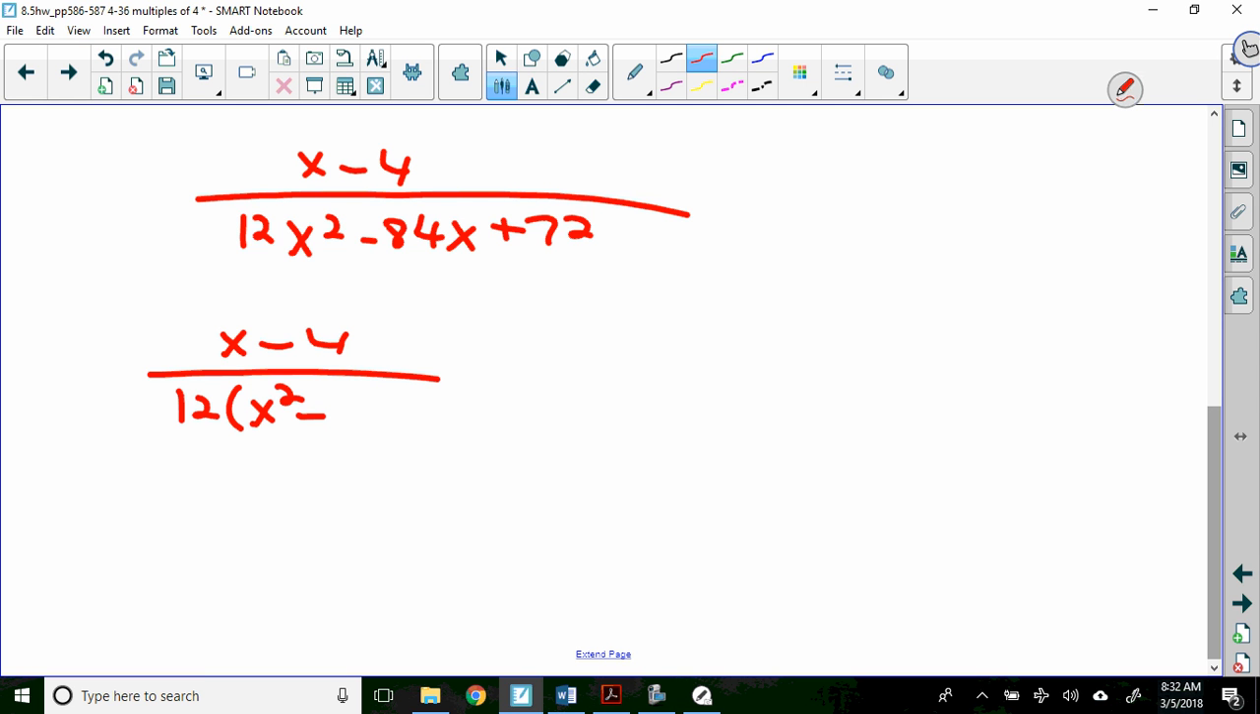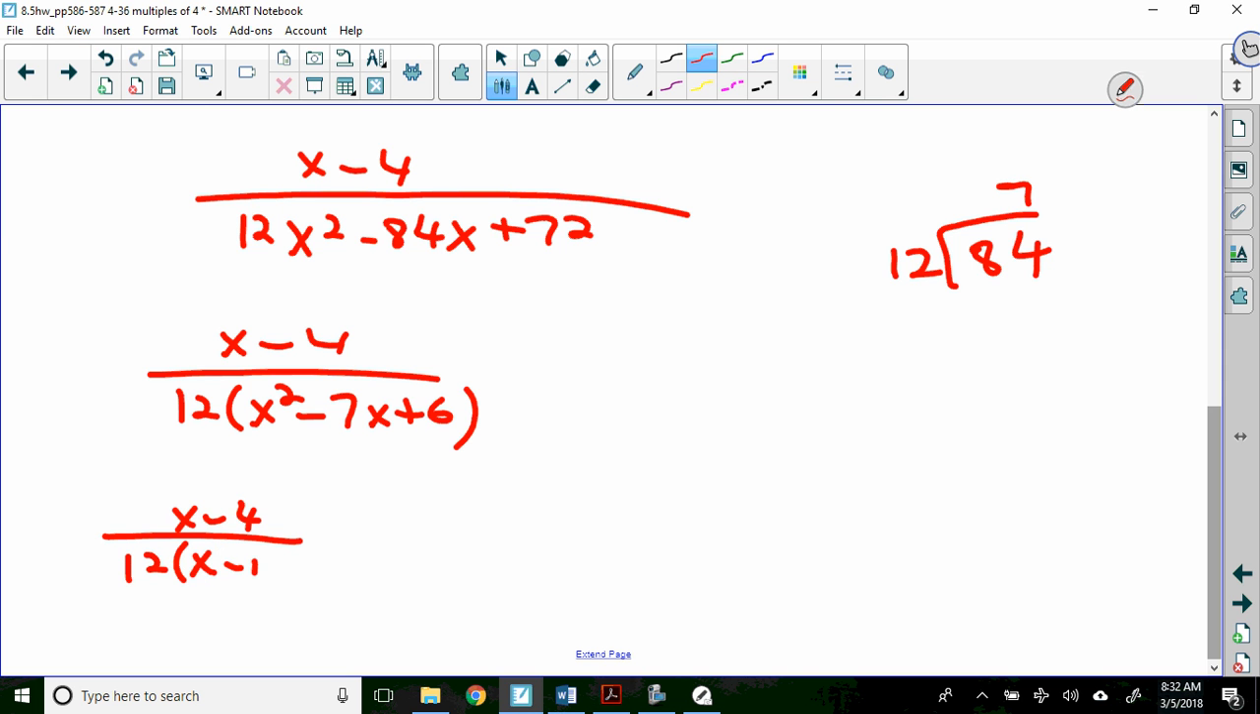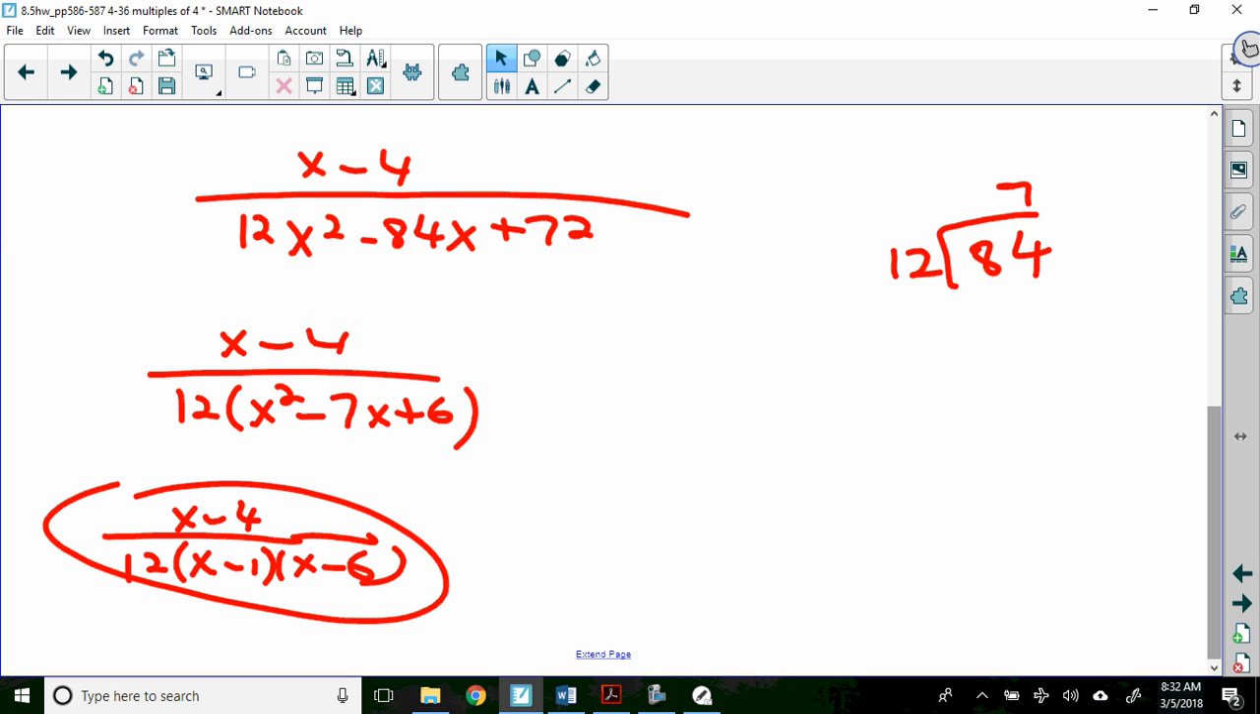oh gosh, how many times does 12 go into 84? Is that 8, 7, 6, 7? 7. So that's minus 7x plus 6. Whoa, this is going to factor. So that's x minus 4 over 12 times x minus 1 times x minus 6. That's it. Wow. The TI-Inspire CAS will do that.